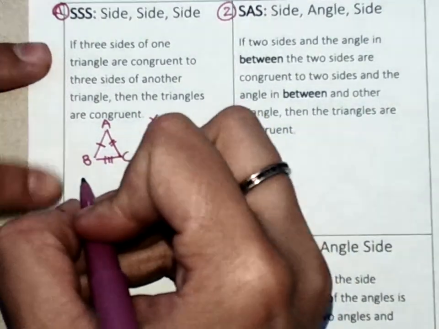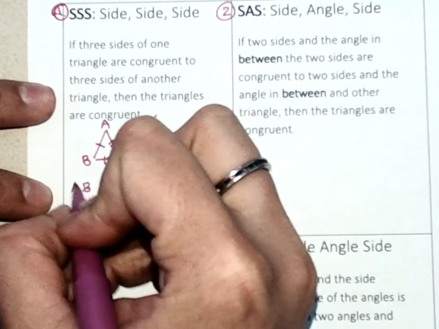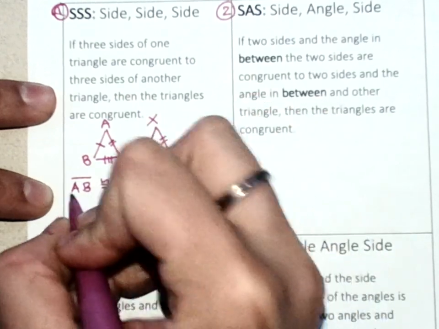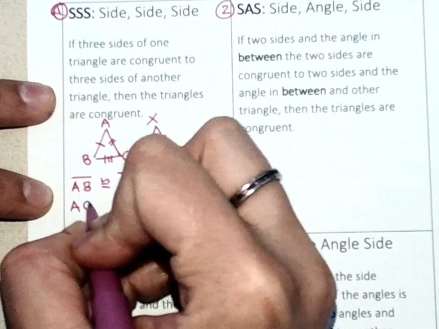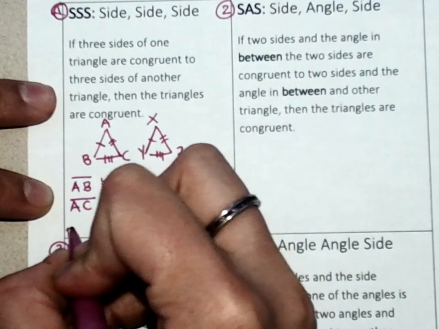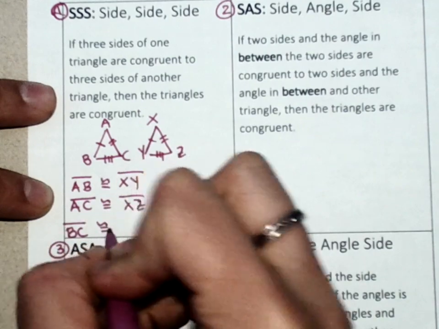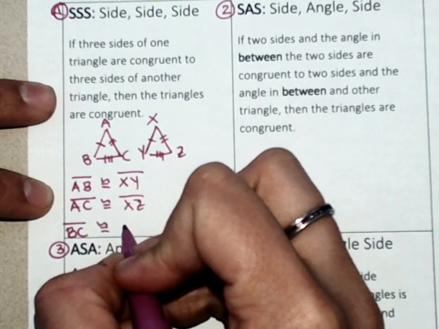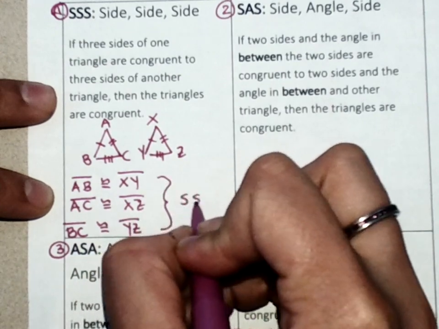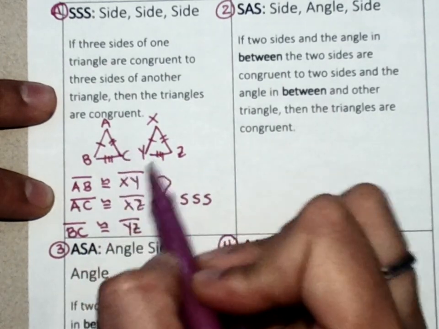So in other words, we could say that AB is congruent to XY, AC is congruent to XZ, BC is congruent to YZ, and this would prove the triangles are congruent because all three sides are the same.